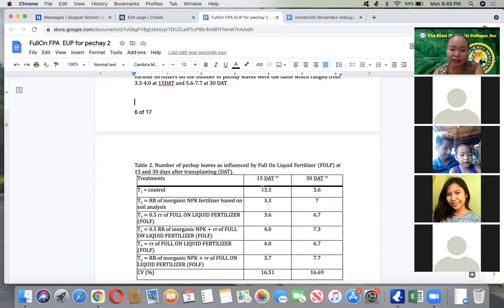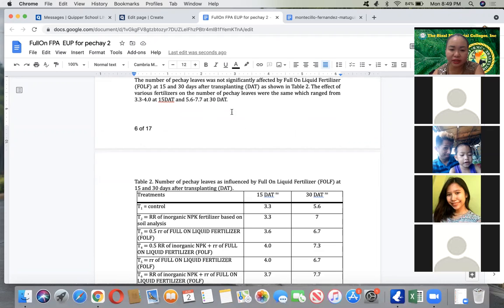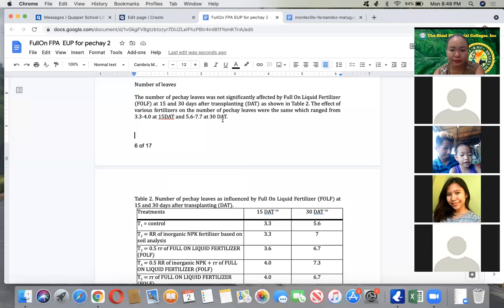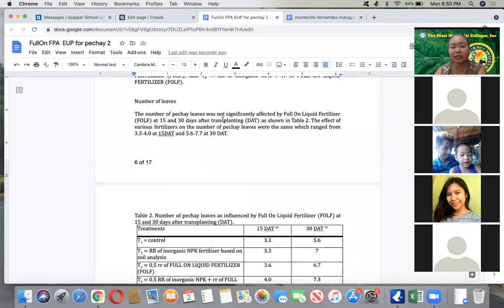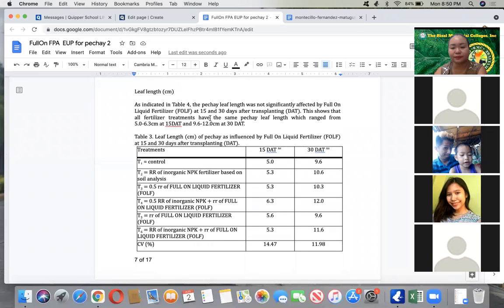Hindi mo talaga isasahin T1 is 3.3 at 15 DAP and 5.6 at 30 DAP and so on. So you will just say the range so that the readers have an idea on what you're talking about in terms of how many leaves they have at 15 DAP at saka 30 DAP. So nagre-range siya ng 3 to 4 at 5 to 7. So wala kang sasabihin na highest siya ang treatment na ito or lowest ang treatment na ito kasi wala siyang effect. Pareho lang siya in terms of number of leaves.